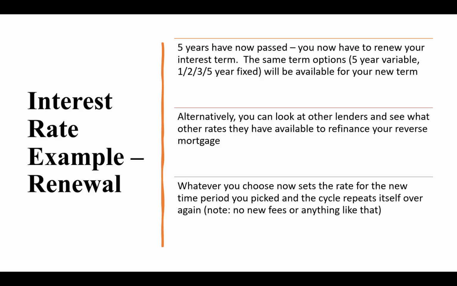Wherever you choose now sets the rate for the new time period you picked, and the cycle repeats itself over and over again. So if you choose a 5-year fixed again, now you've got 5 more years at the new rate that you've chosen to fix in at, which could be higher or lower, and then in 5 years' time, you'll go through this again.